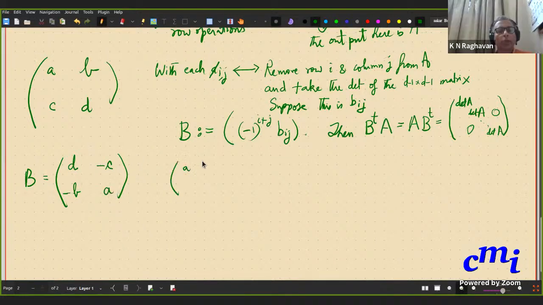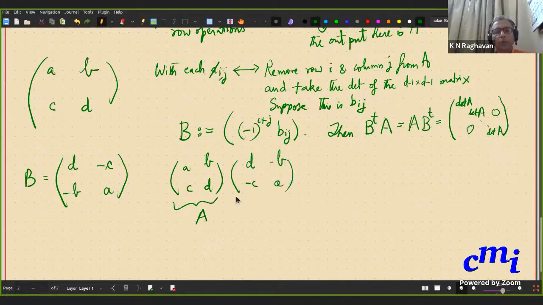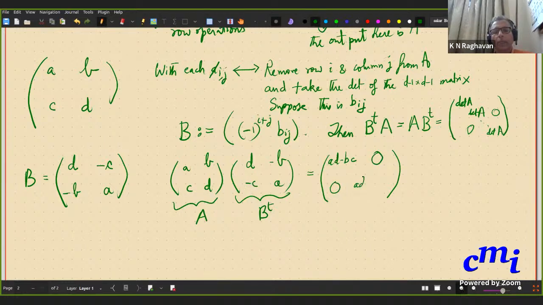So let's do A, B, C, D. This is A. And let's do B transpose. What is the transpose of B? D, minus C, minus B, A. This is the transpose of B, right? So I'm checking this: A times B transpose, if I multiply this, what do I get? AD minus BC, which is the determinant of A. A into minus B plus B into A is 0. Here C into D minus D into C is 0. And this is AD minus BC. So indeed, this is checked, and you can do the other multiplication too.